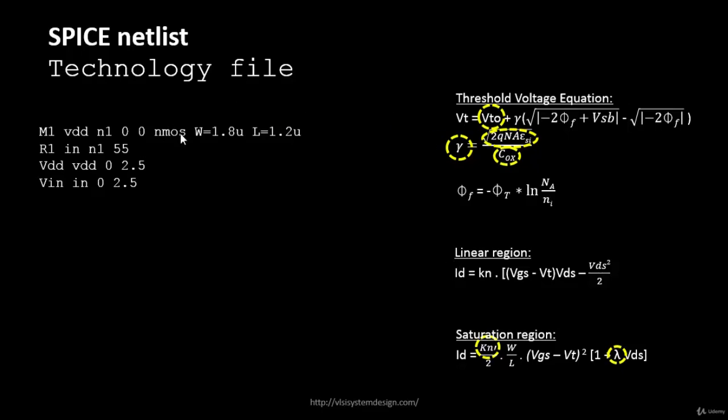VT is a model of NMOS. ID is the drain current in the linear region. This particular equation again is a model of your NMOS. The drain current equation in the saturation region again describes your NMOS. Okay, so that's basically a model.